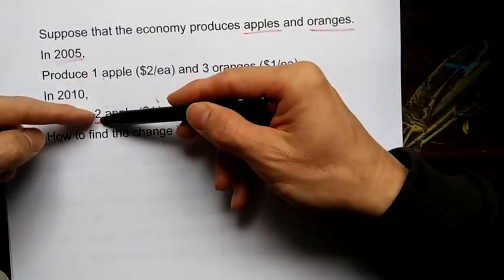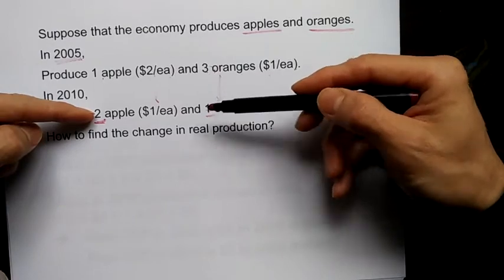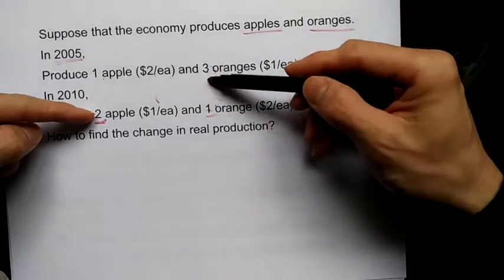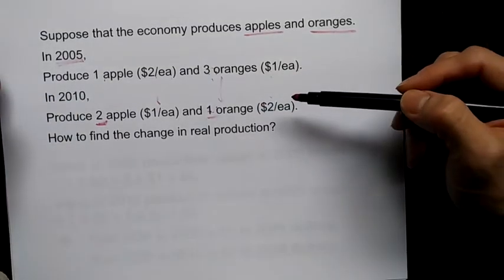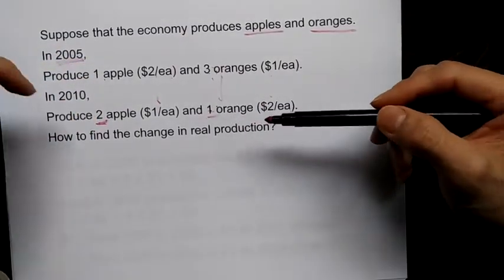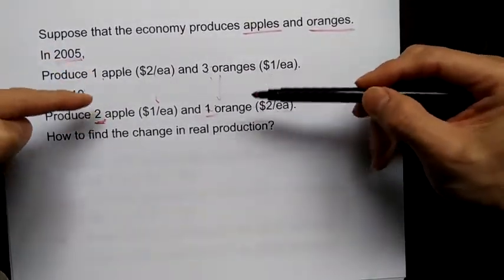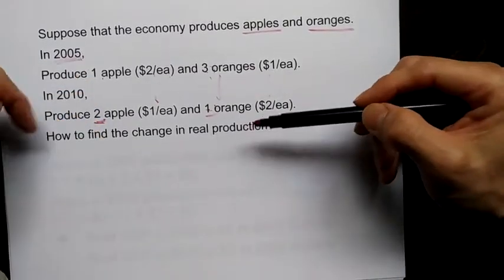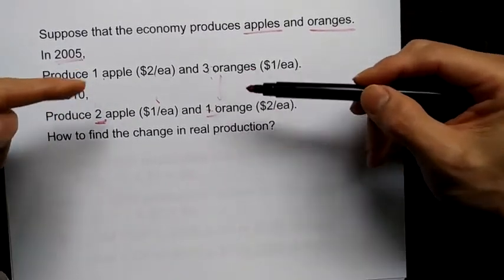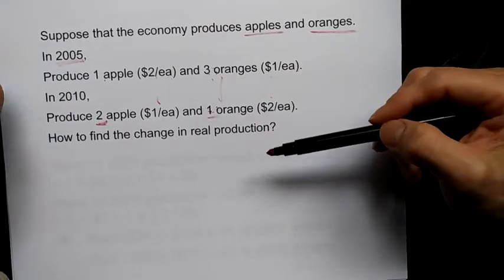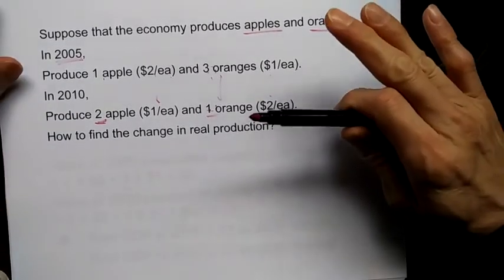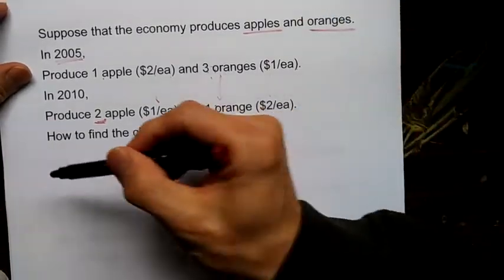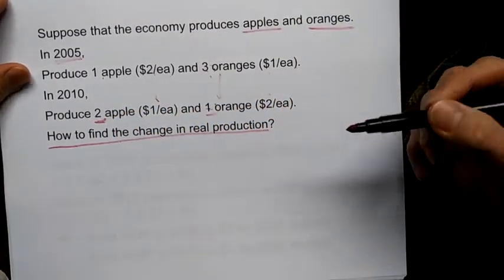But here, can you say production doubles? No. Orange is less. You have fewer oranges, even though you have more apples. That is why we need this way of calculation of real GDP to measure the quantity of the aggregate market. Okay, but the basic principle is the same. How do you find the changes in real production?